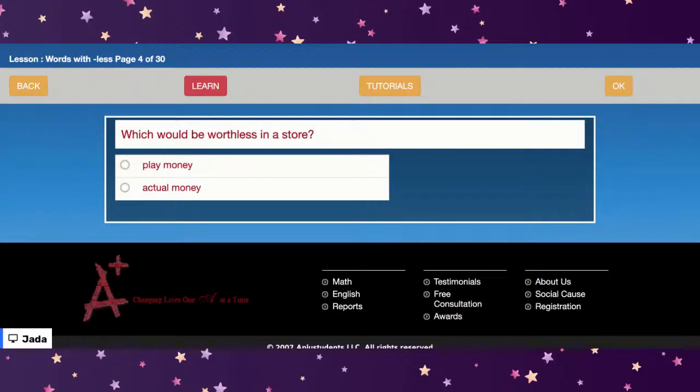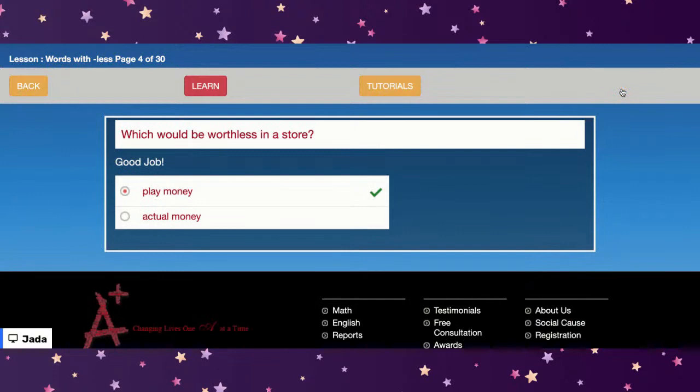Which would be worthless in a store? Play money or actual money? Worthless in a store would be play money because if you have actual money, it is not worthless, it's useful.